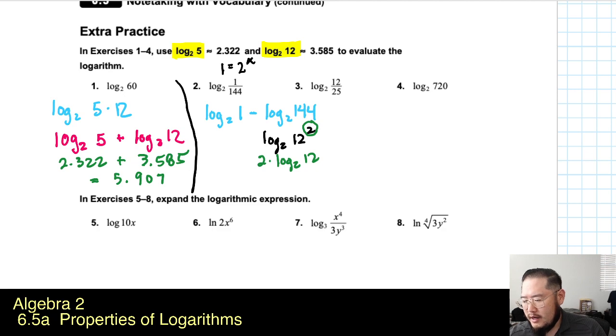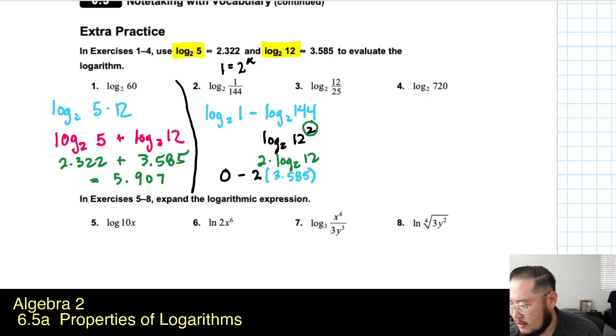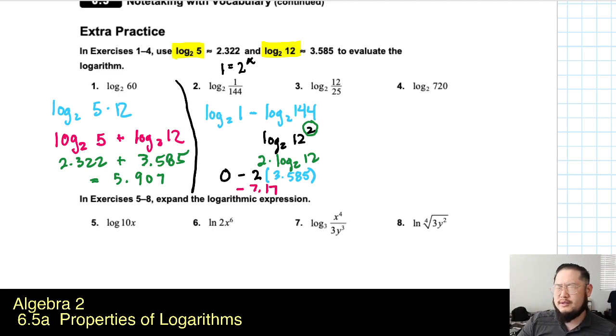And then right here, I've got 2 times, let's go ahead and change this log base 2 of 12, and we'll rewrite that as 3.585. And then I can go ahead and simplify all of this together. Okay? And so what you're going to end up with right here ends up being negative 7.17. And there's our solution for number 2.